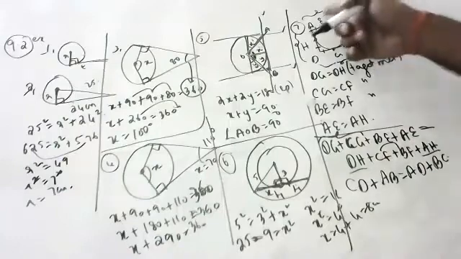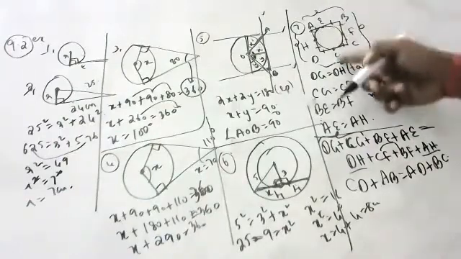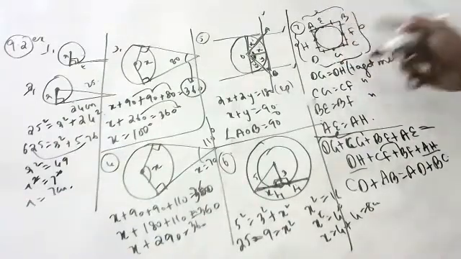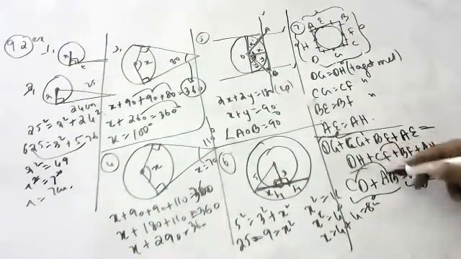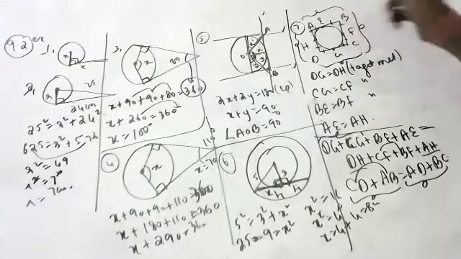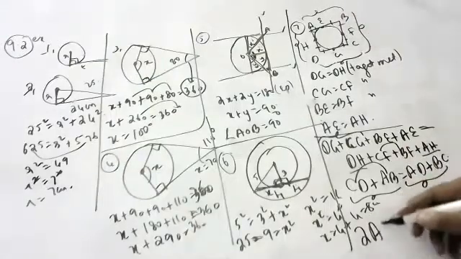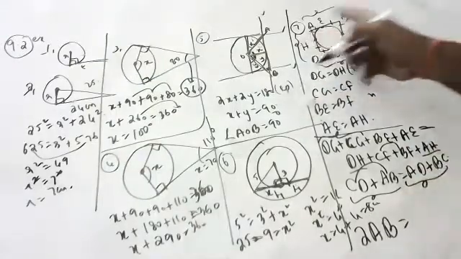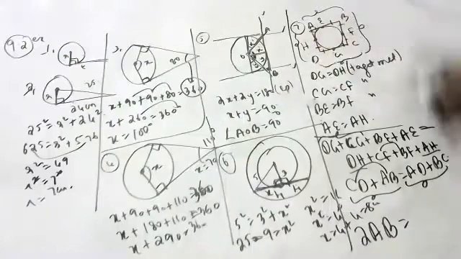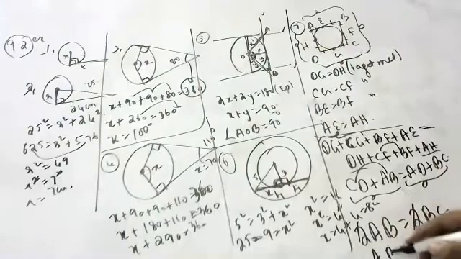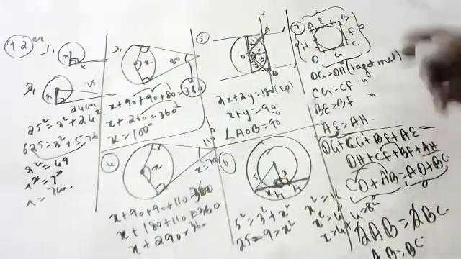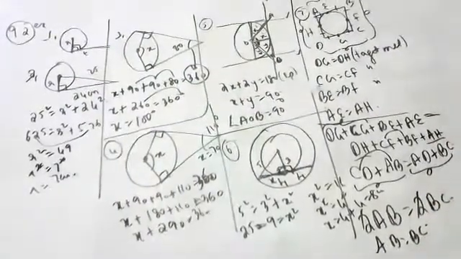Children, in a parallelogram, opposite sides are equal. CD and AB are equal. So 2AB is equal to 2BC, we can write. Cancel the 2. AB is equal to BC. Sides are equal. It is a rhombus.